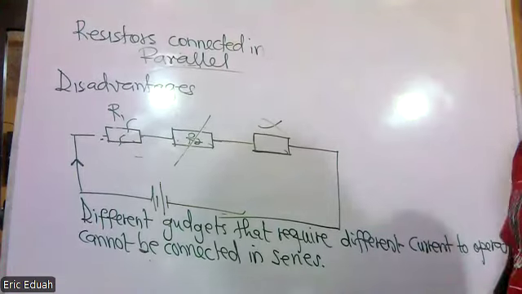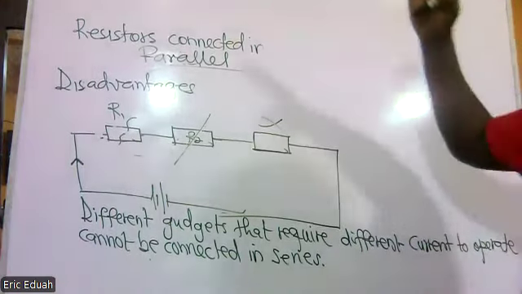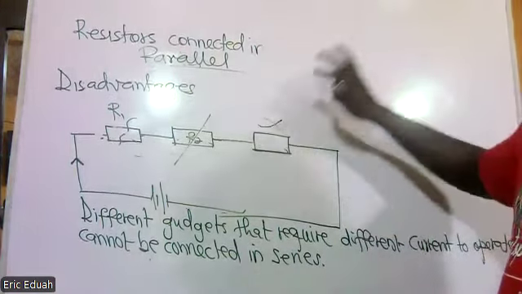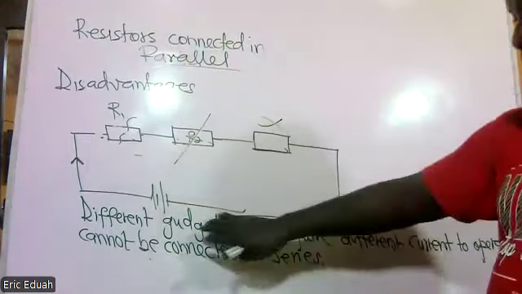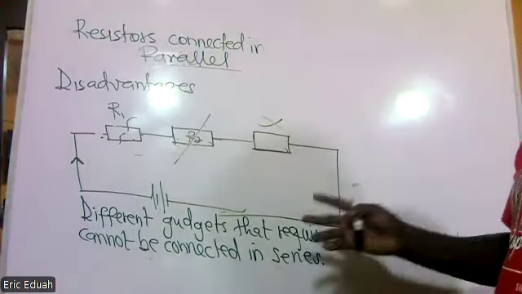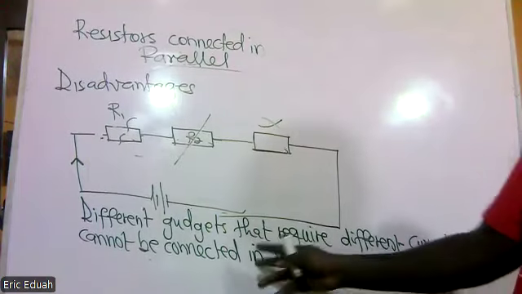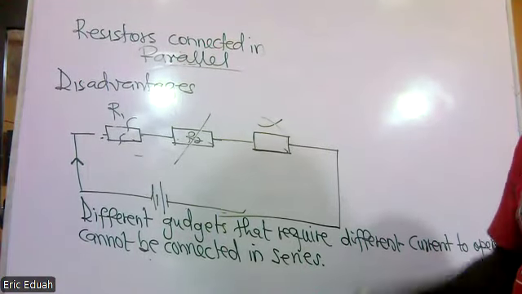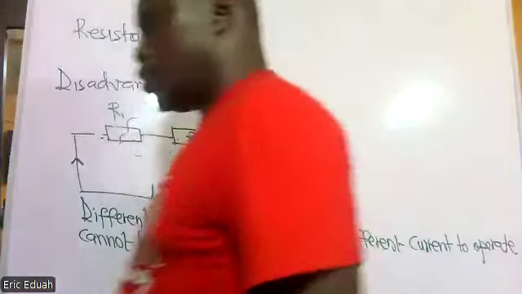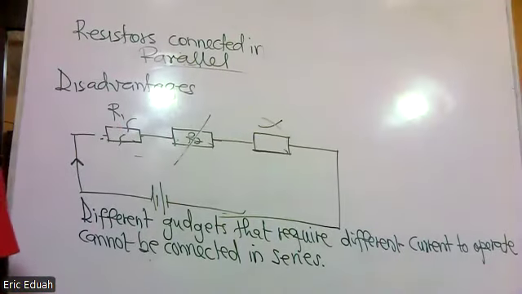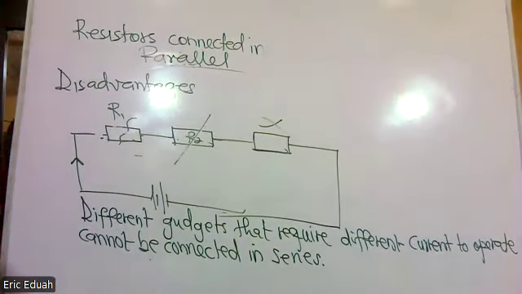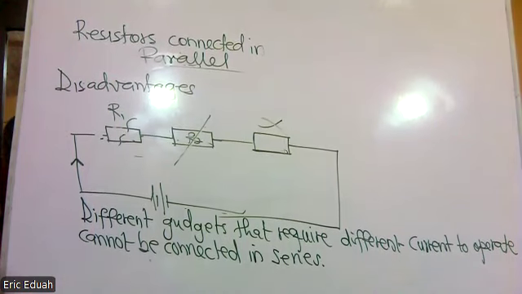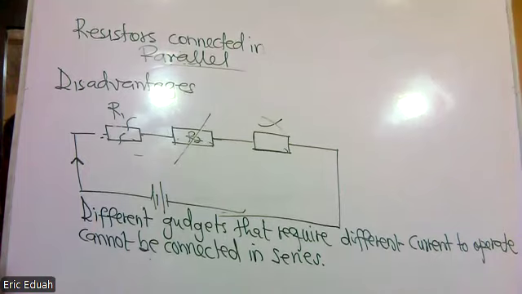Okay. So a problem in one of them affects the rest. Then different gadgets that require different currents to operate cannot be connected in series. Okay. So these are two main disadvantages with series connection. Any question?